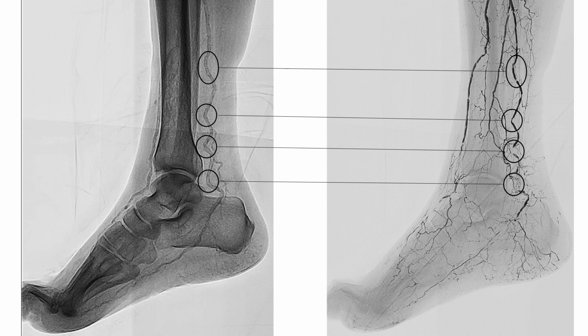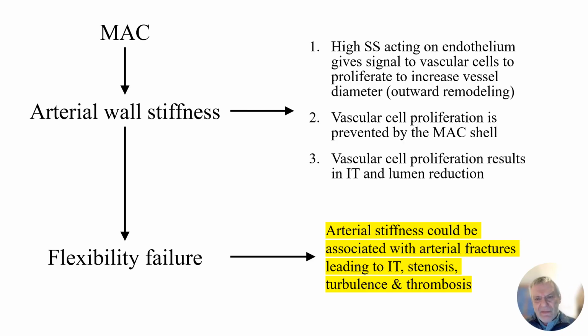And if we look at the distribution of the stenosis, I think that only one patient, this patient, can clearly let you understand that the stenosis and occlusion are concentrated on these fracture points. So in conclusion, arterial stiffness could be associated with arterial fractures leading to intimal thickening, stenosis, turbulence, and thrombosis.